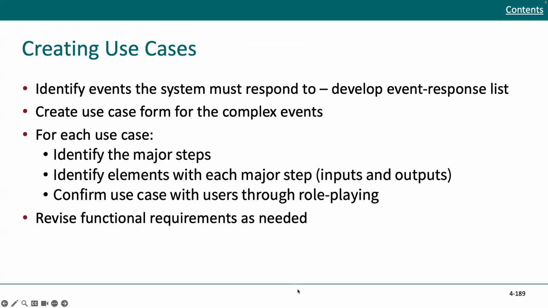So in terms of creating, we identify events the system must respond to and develop an event response list, and create the use cases for the complex events. For each use case, you identify the major steps, identify the elements within each major step, that's the inputs and outputs included, and confirm the use cases with users through role playing. Finally, we want to be able to revise the functional requirements as needed.